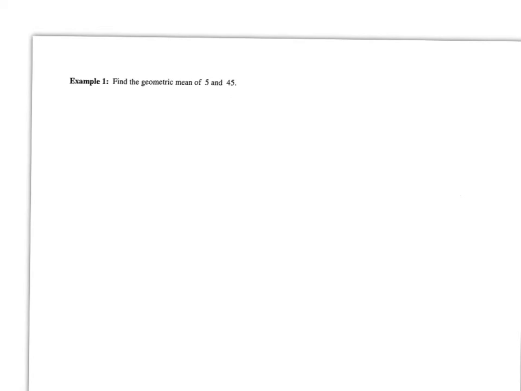Let's do another example. We want to find the geometric mean of 5 and 45. So to find a geometric mean of numbers, you multiply them, and then you take the nth root. In this case, we have 2 numbers, so we're going to take the square root. Find the prime factorization of these numbers. Oops, that would be 5 and 9. And then put them in order from small to big.